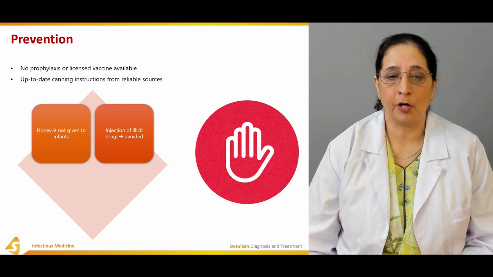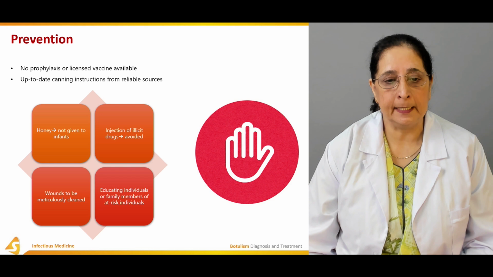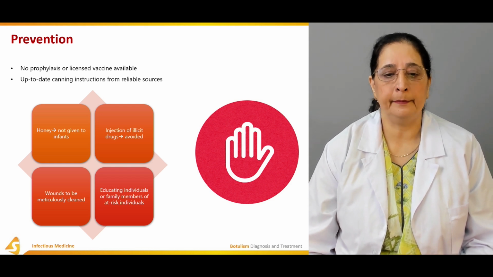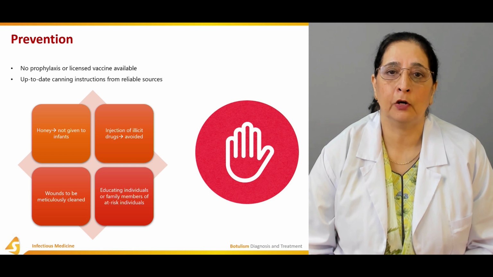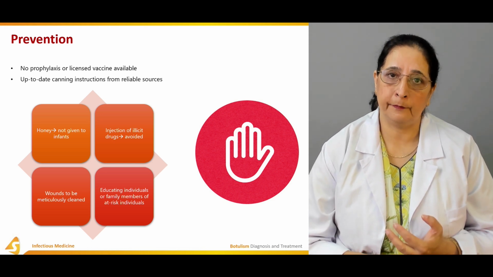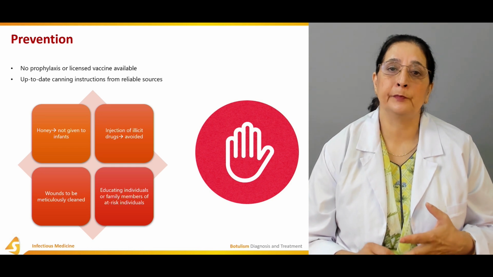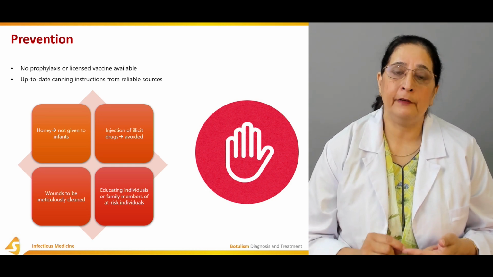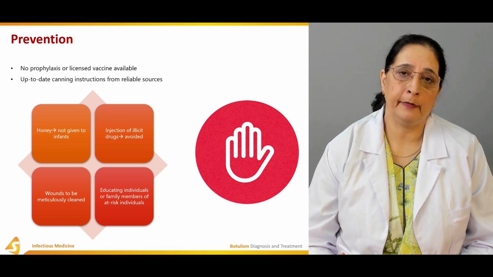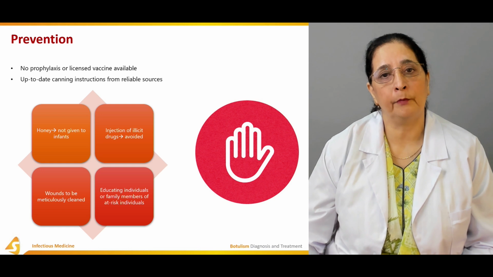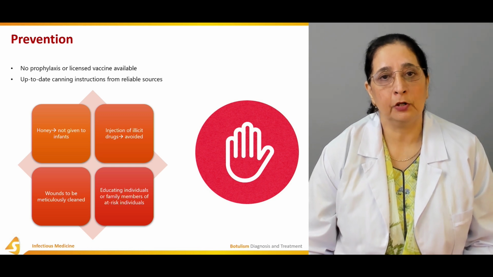Injection of illicit drugs should be avoided. Wounds are to be cleaned properly and completely, and individuals or family members at risk should be educated. So all these steps are important in the prevention of botulism: cleaning of the wound, complete debridement, drainage, education of the family members who are at risk, proper canning of the food, and very important, honey should not be given to infants. With all these preventive measures, we can try to reduce the risk of botulism, and it can be very helpful in the prevention of botulism.